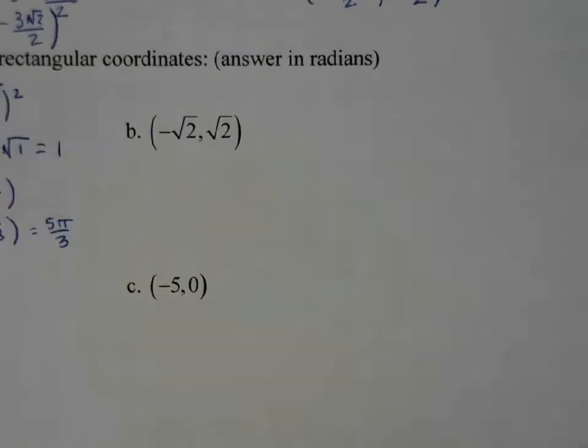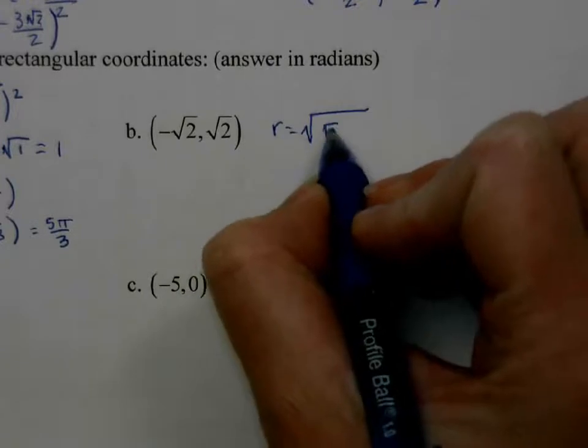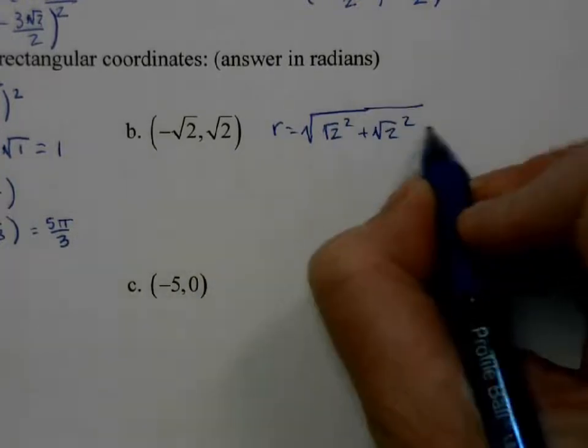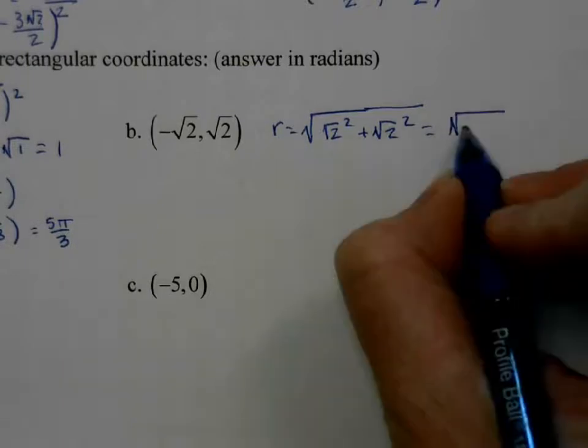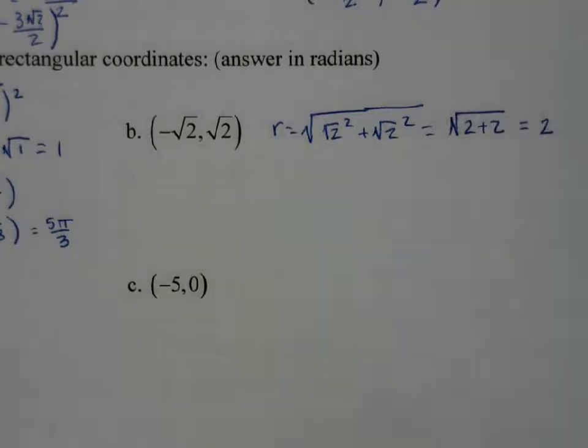Okay. For b, r is the square root of root 2 squared plus root 2 squared. So that's the square root of 2 plus 2. 2 plus 2 is 4. The square root of 4 is 2.